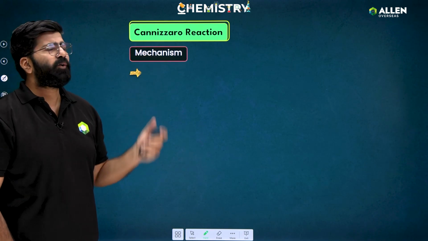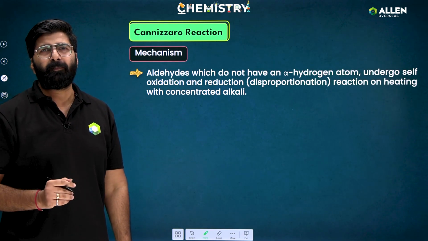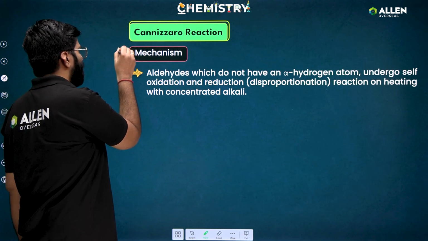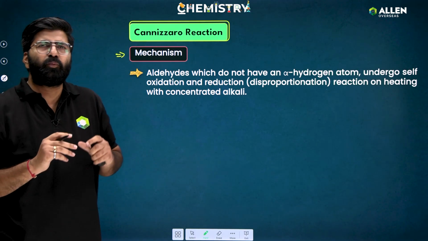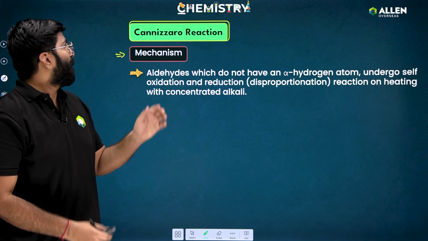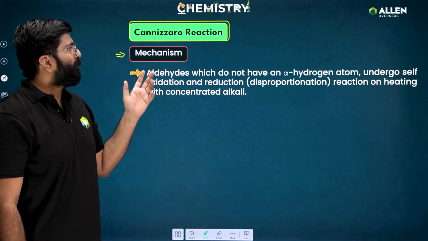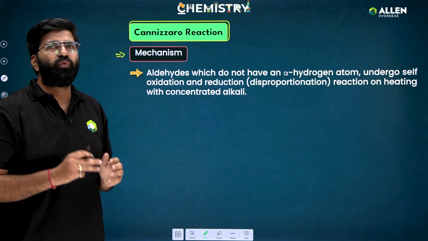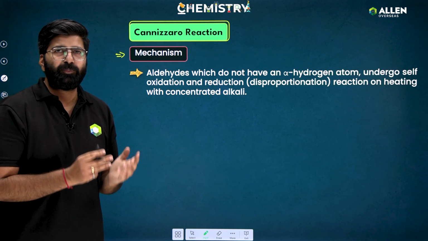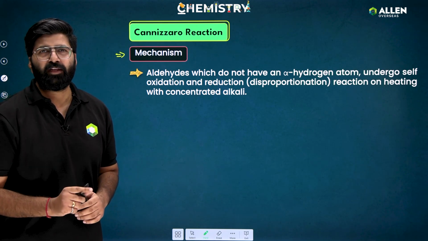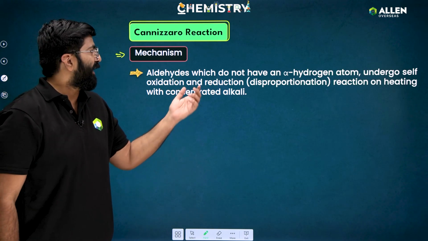For Cannizzaro reaction, the important thing which you have to keep in mind is its mechanism, because most of the questions which will be asked to you based on your Cannizzaro reaction are from your mechanism. If you know the mechanism, then the Cannizzaro reaction will be very easy for you. So we are going to see its mechanism. But to understand the mechanism, the first thing that you should know is its actual definition.